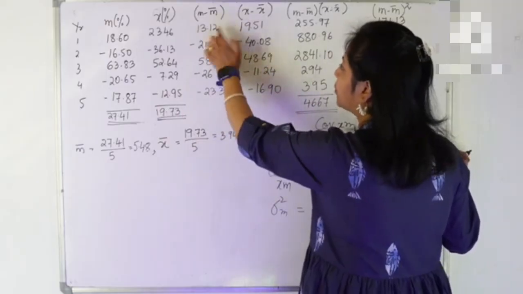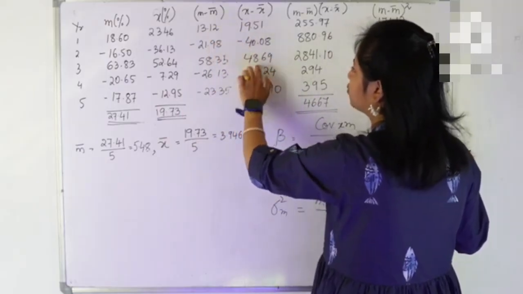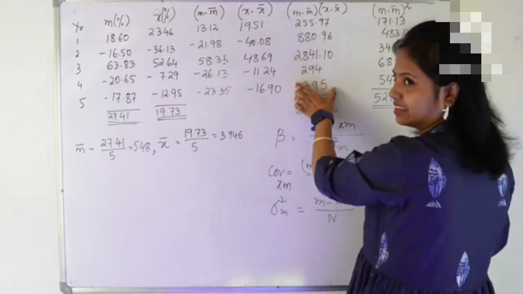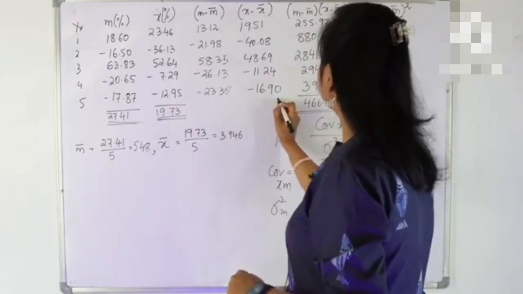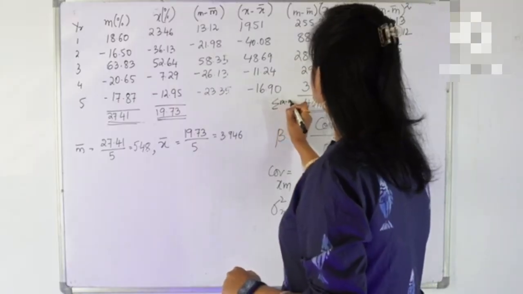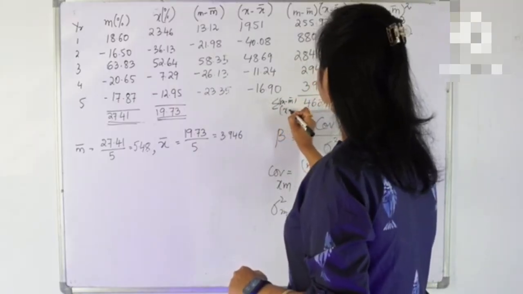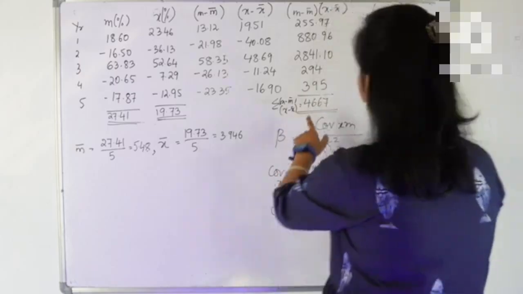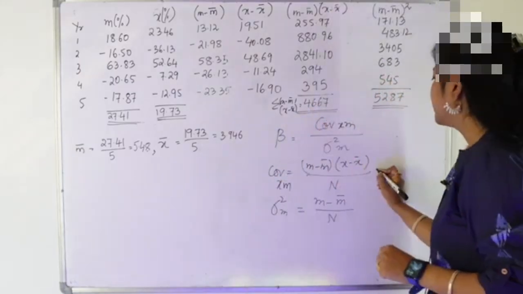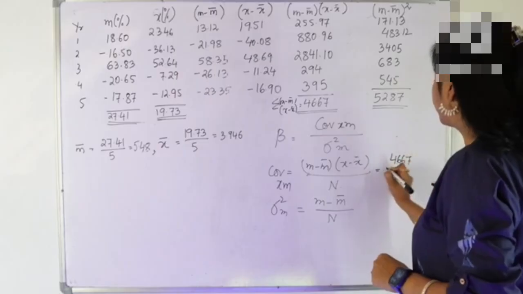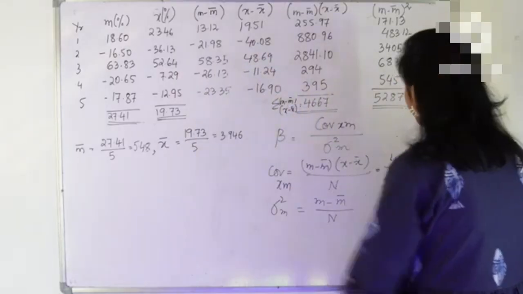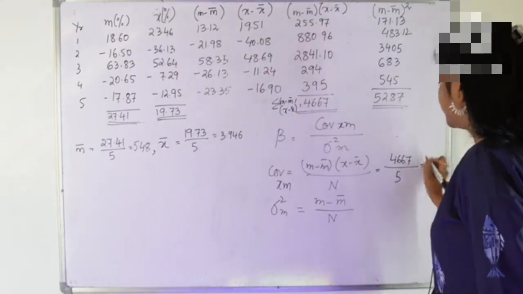So we got this value. Next, we have to do the product. We multiply these two, and once we multiply, we get this. We sum them, we get sigma (m minus m bar) into (x minus x bar). So this is our value, 4667. Once I write 4667 here, I have to divide it by the number of observations, that is 5. We will see the value later.